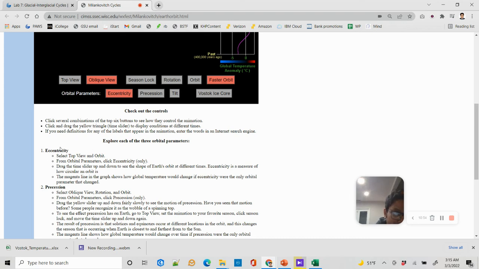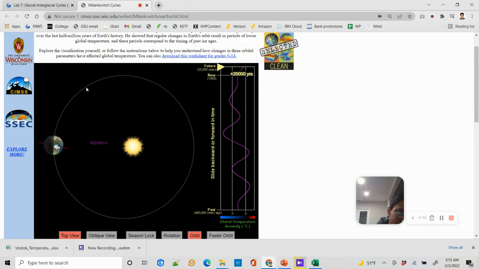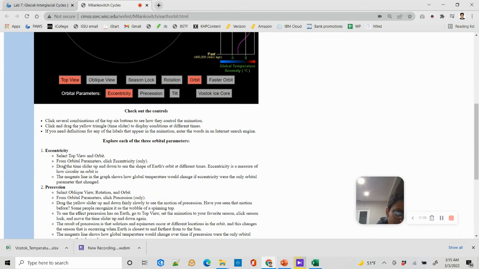So to understand eccentricity, all you need to do is first select top view and orbit. I'm selecting top view and I'm selecting orbit. Then now it's in the top view, now it's in the slower orbit, and then from orbital parameters click eccentricity only. It's already clicked here. Drag this time slider up and down to see the shape of Earth's orbit at different times.